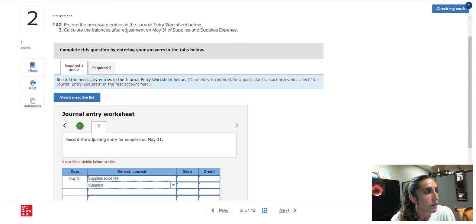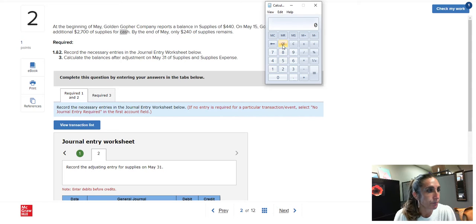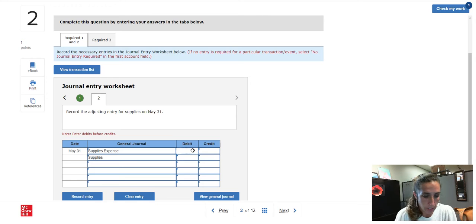Now, to calculate the amount of the adjustment, you're going to have to take your beginning balance, mine says 440, and add the purchases, and then subtract the ending balance. So I've used $2,900 worth of supplies, and that will go on the journal entry.